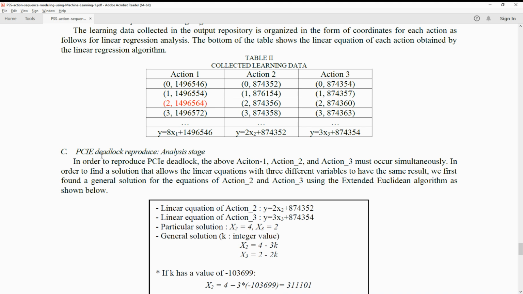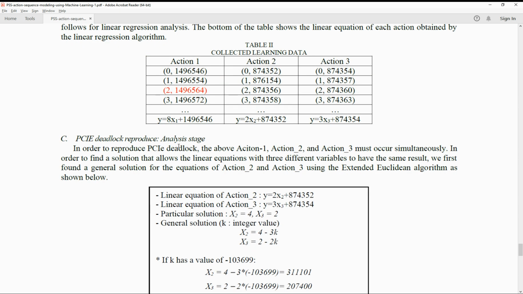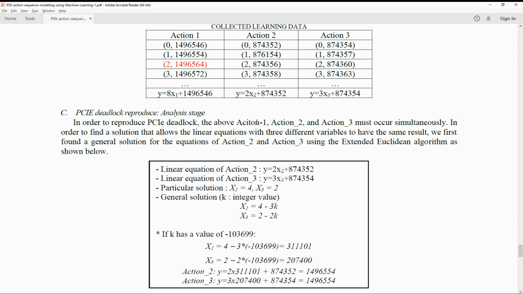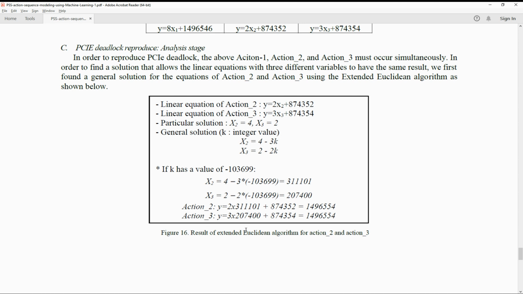And the PCIe deadlock reproduce analysis stage. In order to reproduce PCIe deadlock, the above Action 1, Action 2, and Action 3 must occur simultaneously. In order to find a solution that allows linear equations with three different variables to have the same result, we first found the general solution for the equation of Action 2 and Action 3 using the extended Euclidean algorithm as shown below. Figure 16, the result of the extended Euclidean algorithm for Action 2 and Action 3.